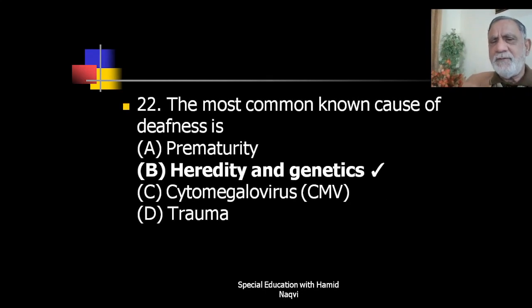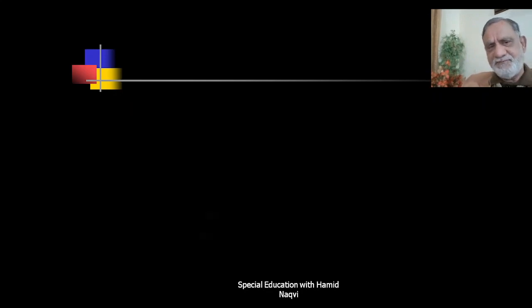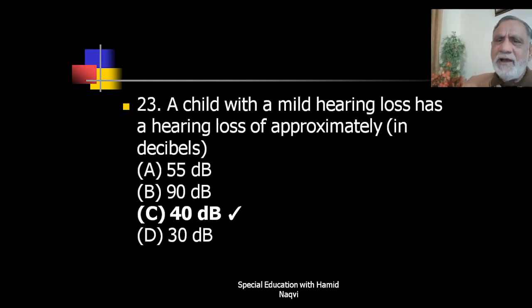The most common known cause of deafness: prematurity, heredity and genetics, gallvarous, or trauma. The correct one is that the most common known cause of deafness is heredity and genetics. A child with a mild hearing loss has a hearing loss of approximately how much? 55, 90, 40, or 30 decibels. The correct answer is 40 decibels.